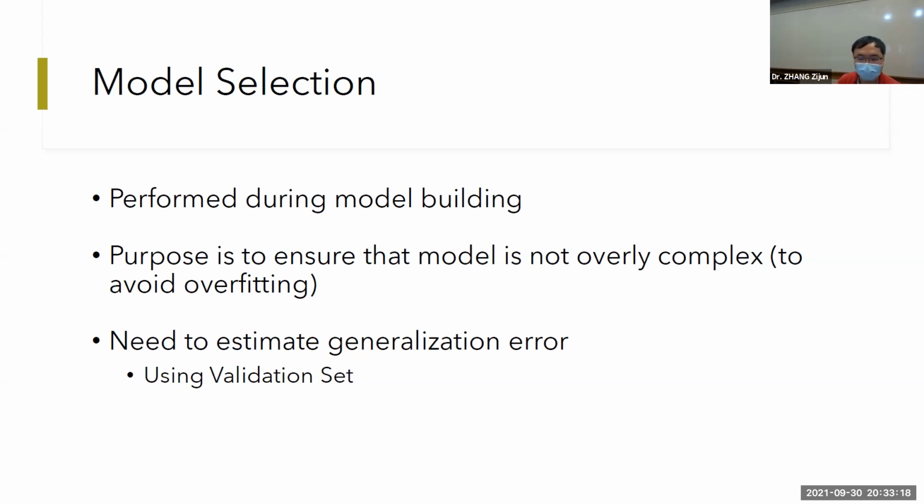So this purpose is to ensure that the model is not overly complex. That means too specific. And one good usage is we need to estimate the generalization error based on using the validation set.